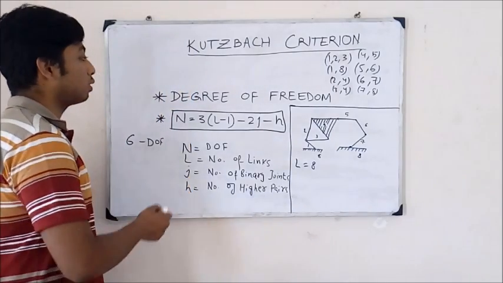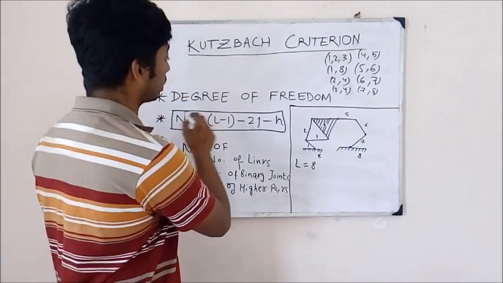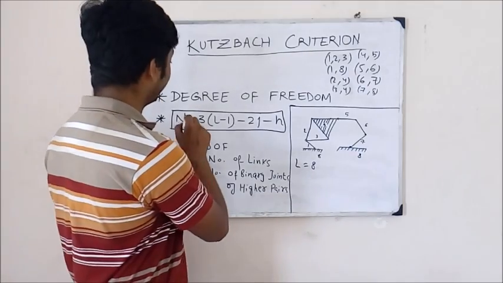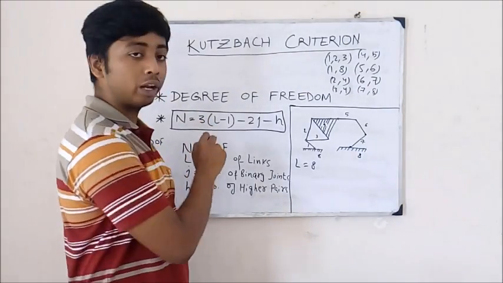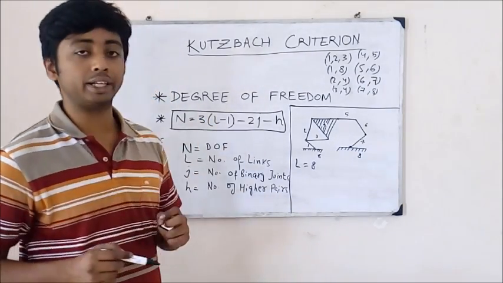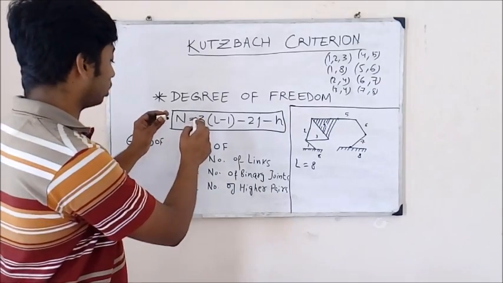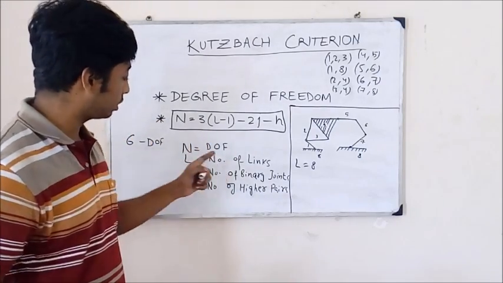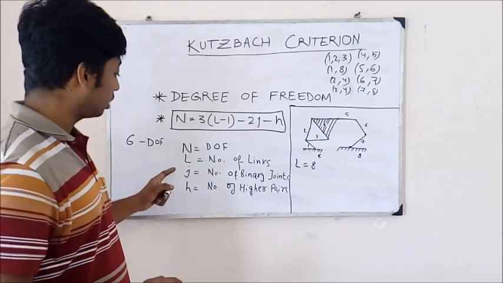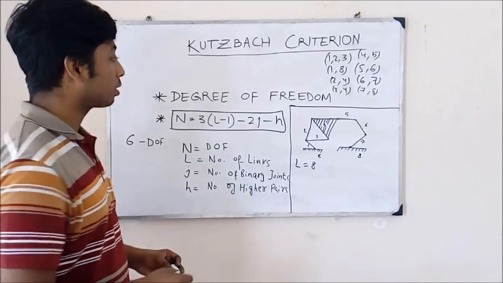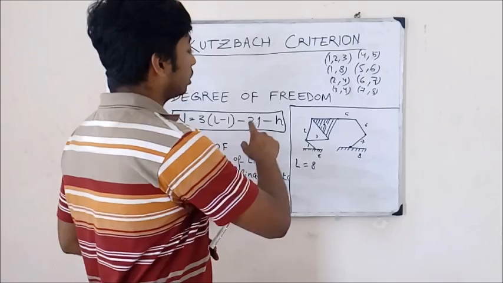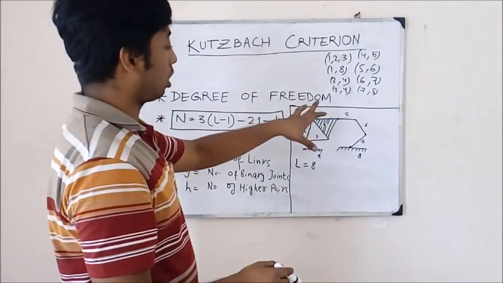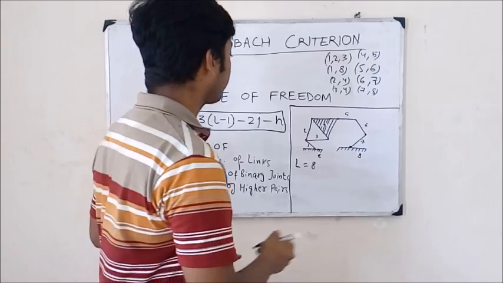Now to calculate the degree of freedom of any system, we have this particular condition which is termed as the Kutzbach criterion. It's nothing but n is equal to 3 into (L minus 1) minus 2j minus h. The notations are: n is the degrees of freedom, L is the number of links, j is the number of binary joints, and h is the number of higher pairs. And now we will apply this Kutzbach criterion to a very simple yet basic problem.